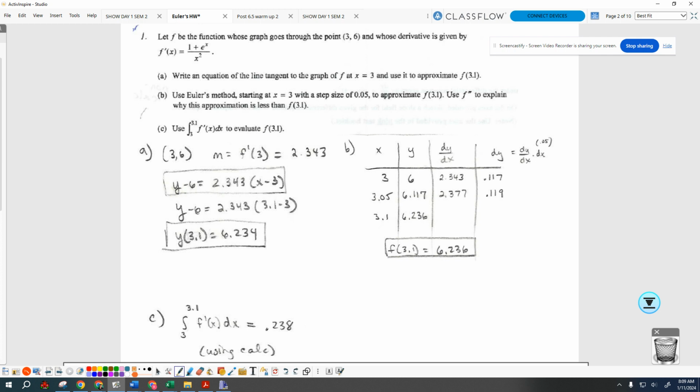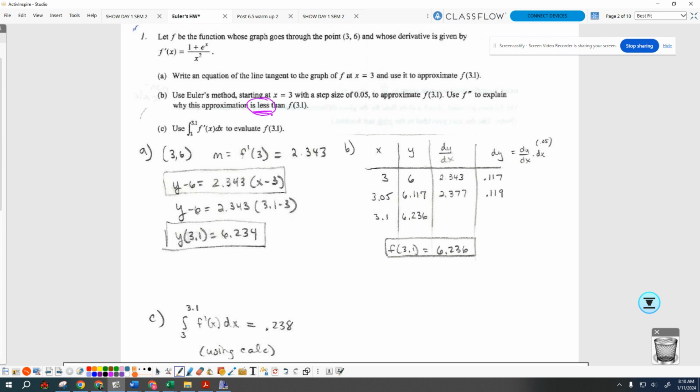So Amir, it says we should have proven that it was an under approximation, right? Did we? Yeah, we did. Okay, perfect. All right, so part C, on the calculator, integrate this from 3 to 3.1, I get 0.238. What the heck? That is nowhere near these values. What is going wrong? Well, you simply subtracted f of 3 from f of 3.1.